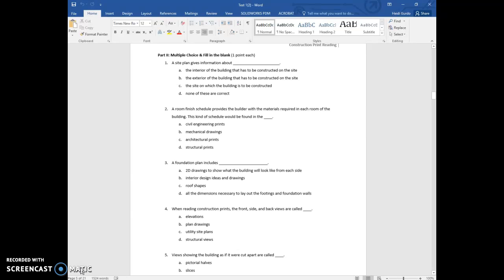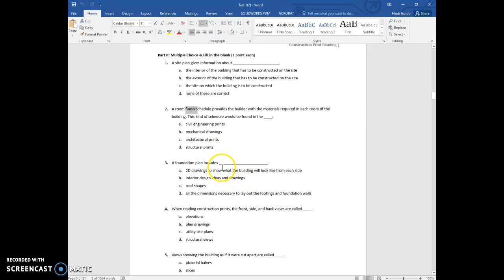The questions for Part 2 were pulled off of many of your homework assignments. To go over them, a site plan is going to give information about the site on which the building is being constructed. A room finish schedule provides the builder with materials required in each room of the building. This type of schedule will be found on the architectural drawings because it's a finish schedule. Architects are dealing with finishes.